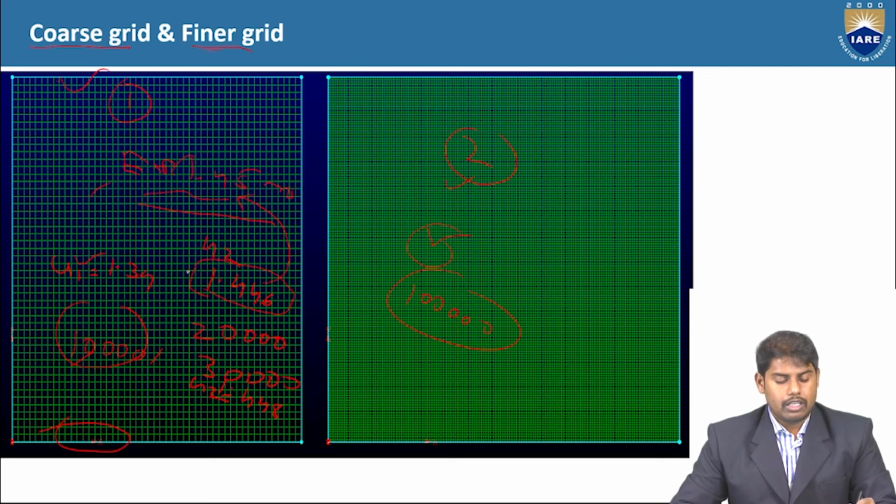Therefore 20,000 grid points would be enough to solve this flow over a flat plate example. It's not worth going for 30,000 grid points; 20,000 would be sufficient. So in this case, the 10,000 grid is coarser and 30,000 is the finer grid, and the 20,000 grid would be a medium level grid. So this is what we have.